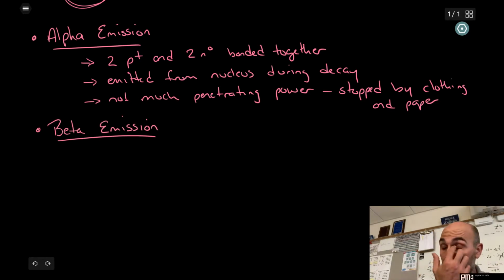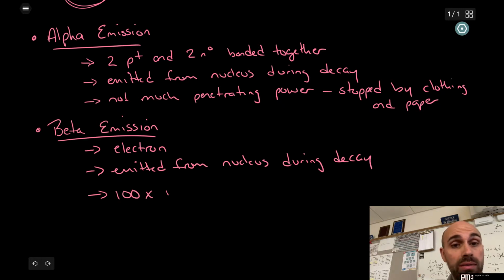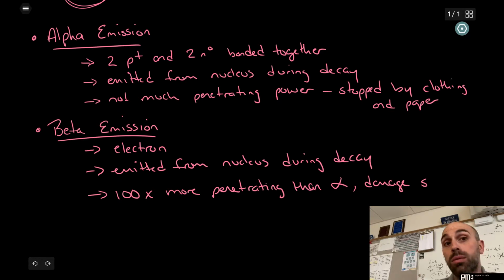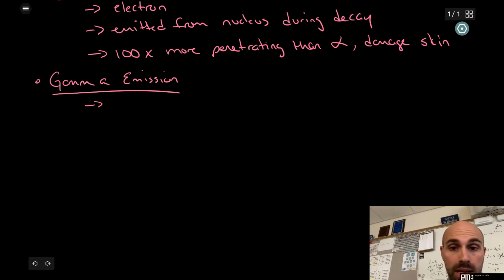Now, when you get to beta emissions, they're slightly stronger, and you'll see that in just a second. A beta emission, if you remember, that is an electron. Straight up, just an electron. And that is also emitted from a nucleus during radioactive decay. And this is about 100 times stronger than an alpha emission. So it can go through clothes. Okay, it can go through paper. And in fact, beta radiation is strong enough so that it can actually damage your skin. Okay, so 100 times more penetrating than alpha, and it could damage your skin.